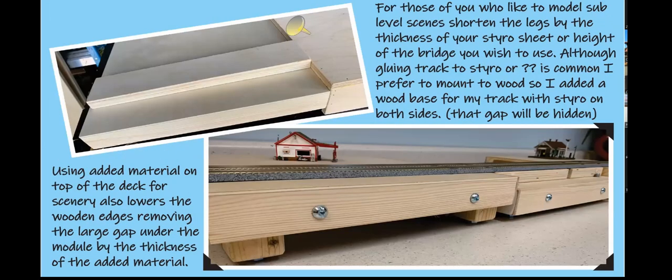For those of you who like to model sub-level scenes, shorten the legs by the thickness of your styro sheet or height of the bridge you wish to use. Although gluing track to styro or whatever material is common, I prefer to mount to wood, so I added a wooden base for my track with styro on both sides. That gap you can see will be hidden. I just simply didn't have a piece of wood that was the full length.